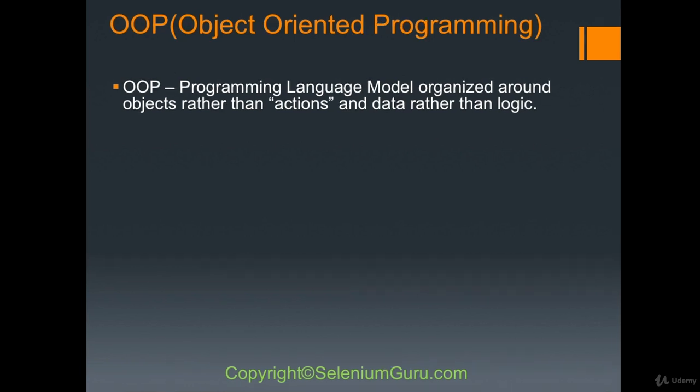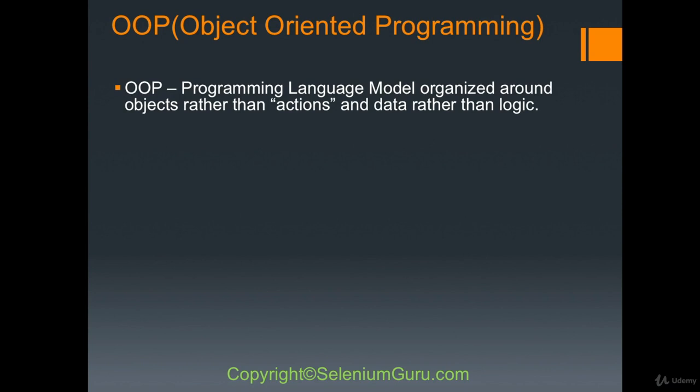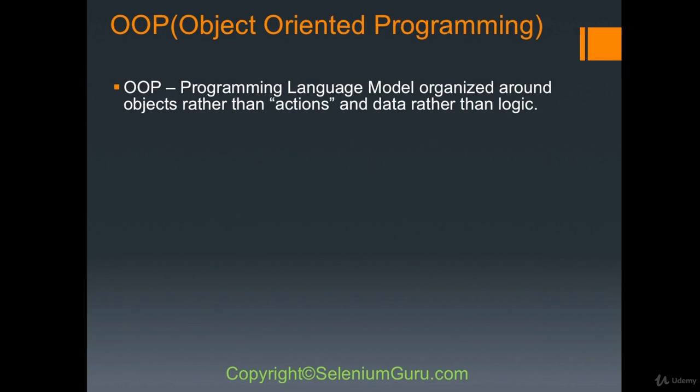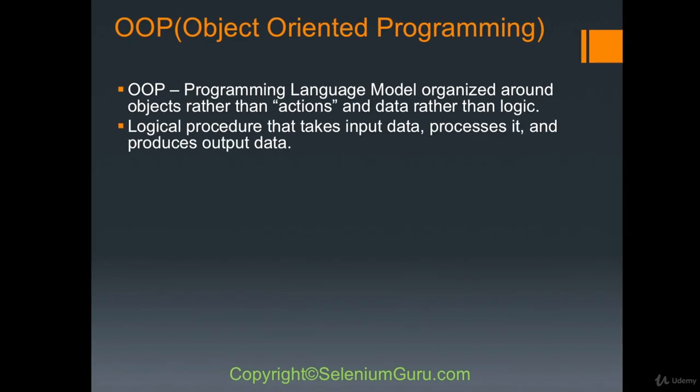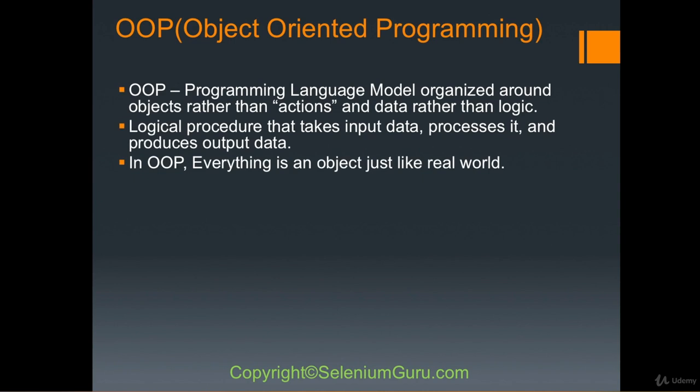Before object-oriented programming, we used to have scripting languages, such as Visual Basic and VisualBasic.net. They focused more on actions and logic. However, object-oriented programming is more focused on objects and data. Logic is a procedure that takes input data, processes it, and produces output data. In an object-oriented programming language, everything is an object, just like in the real world.